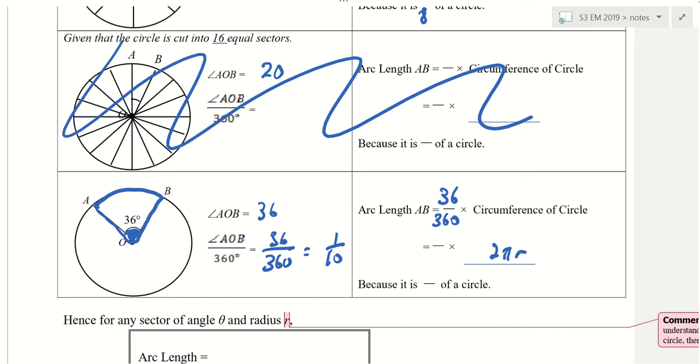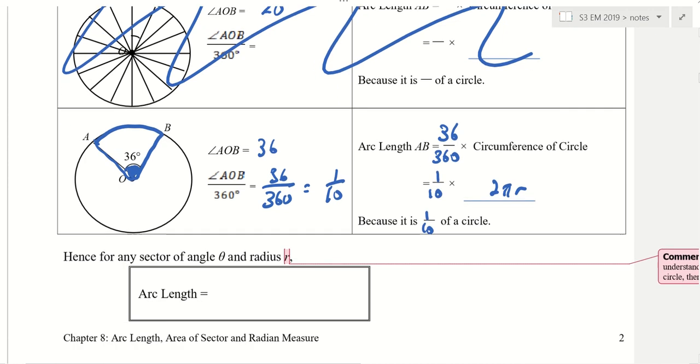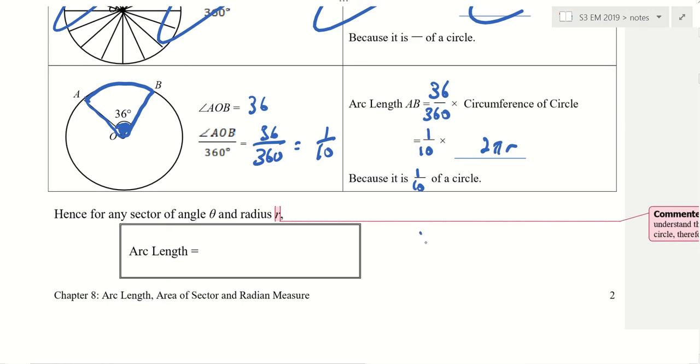Can you simplify? I can. Of course, I want to simplify. So after 36 over 360, the next one will be 1/10 times the circumference. Now, why am I telling you this? That means, can you draw the pizza now?